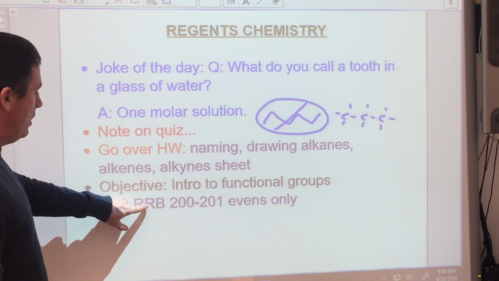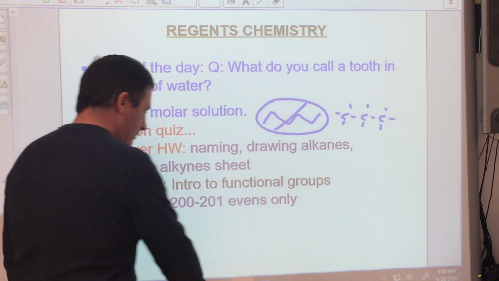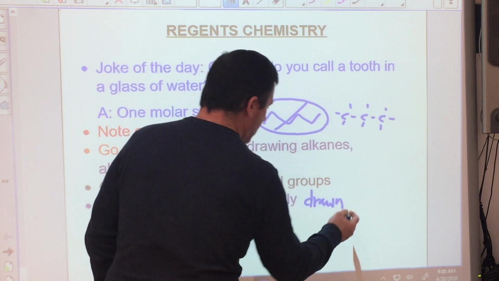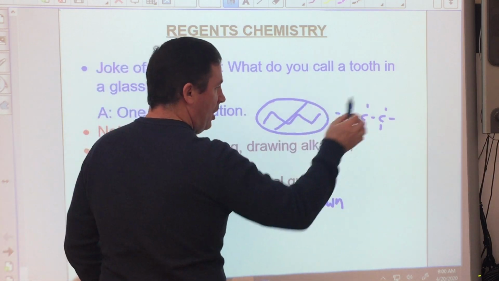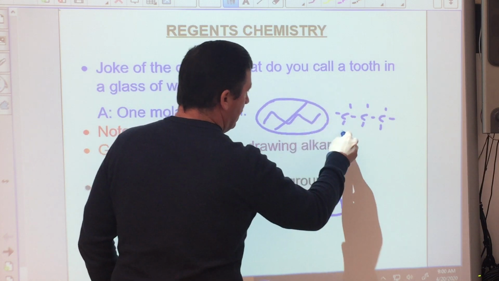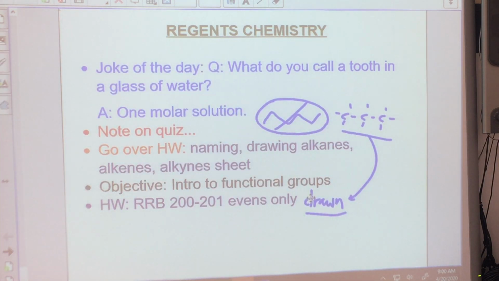Your homework is Regents Review Book, pages 200 to 201, only the evens. And I want these drawn. So the last number on the top right-hand corner, drawn, not like this, but like this. Draw them. Don't look them up and just put them down. It's too easy that way. All right, have a good week.